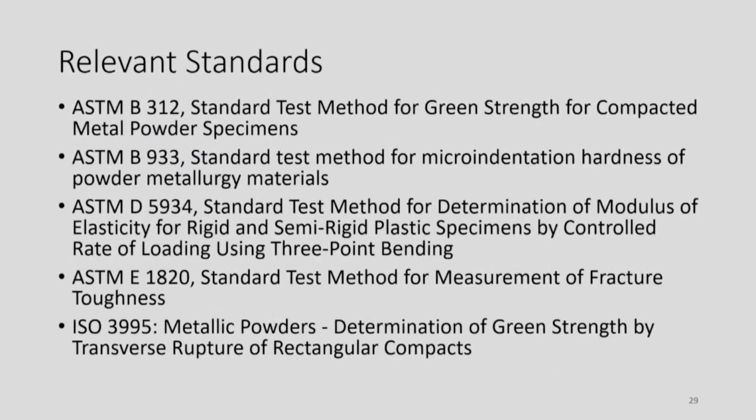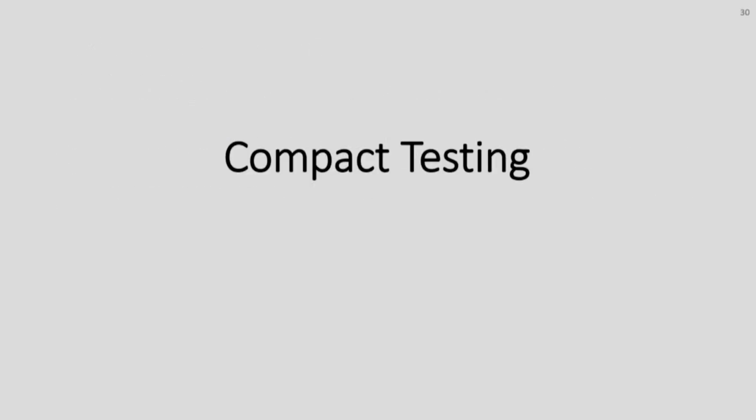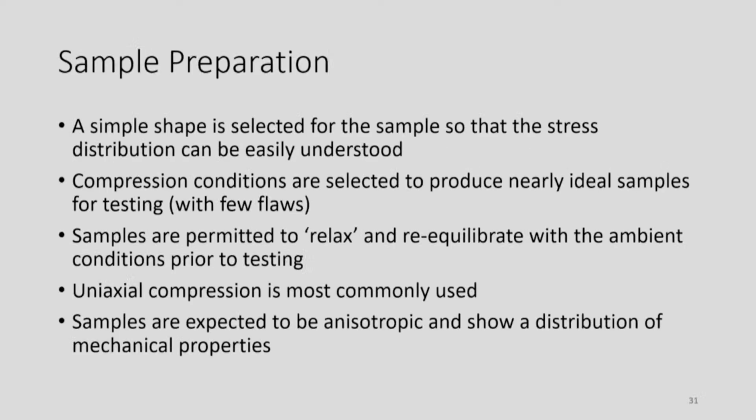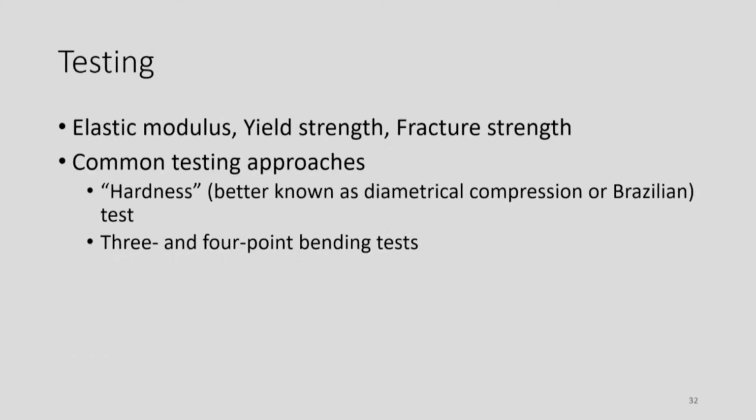Okay, so some standards here. I'll quickly go through the compact testing procedure. For most of these properties, we use this uniaxial compression machine, or the Instron testing machine, that can get most of the mechanical properties. Now, the basic thing we all know, right? The force and stress and strain, that we can get from this uniaxial compression machine.